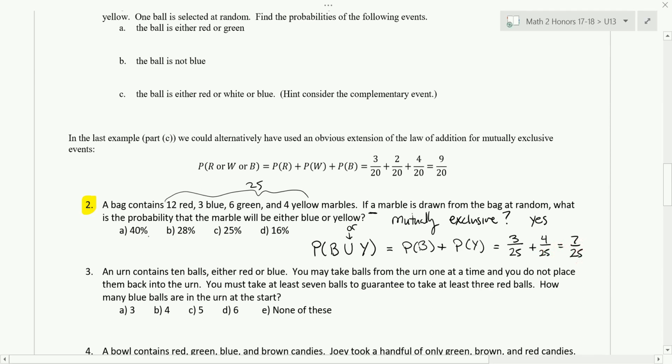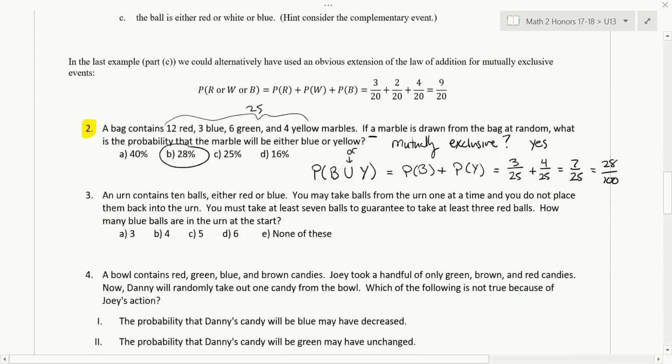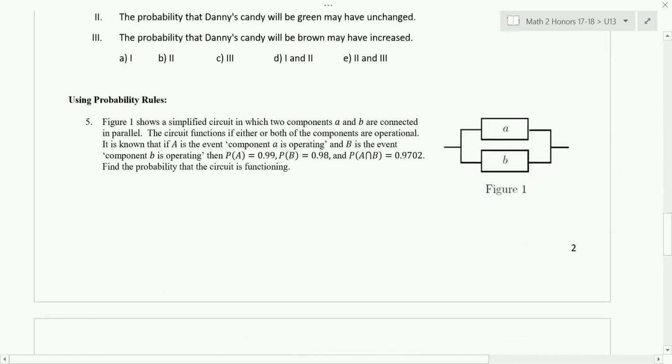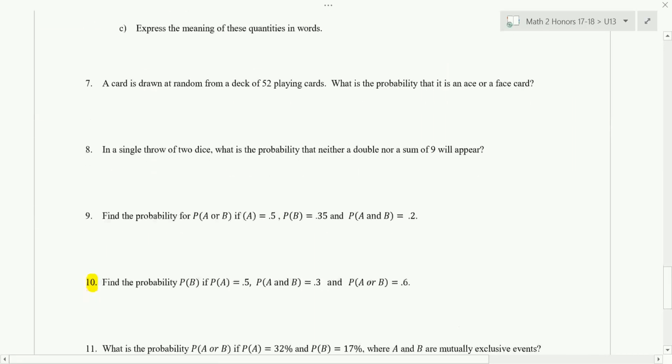But we look at our answer choices and they're all percentages. Percent means what? Over 100. So if I multiply top and bottom by 4, I get 28 out of 100. So it's 28. Making sense? Okay. Let's go now to number 10.